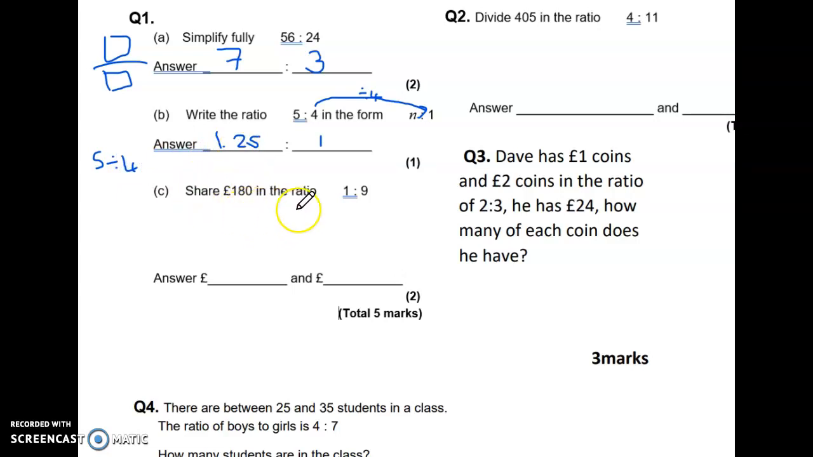So we're sharing £180 in the ratio of 1 to 9. So those steps involve, the first one is to add. So 1 plus 9 gives me 10. The next step was to divide the quantity by the answer from part 1. So 180 shared by 10. That gives us 18.